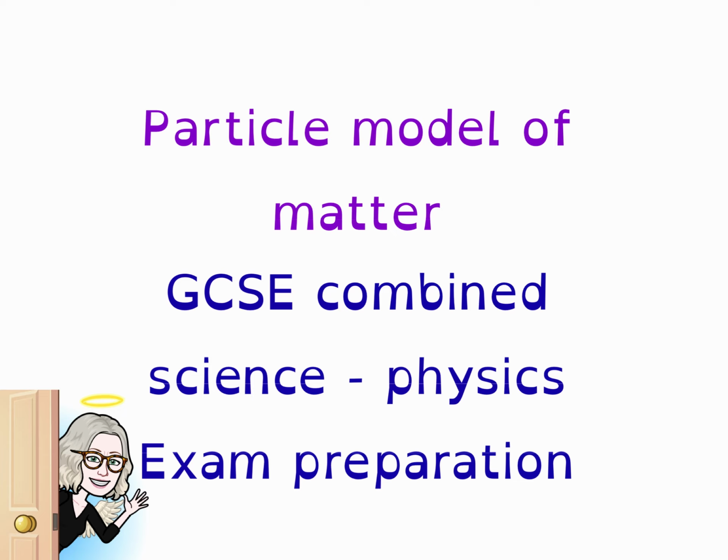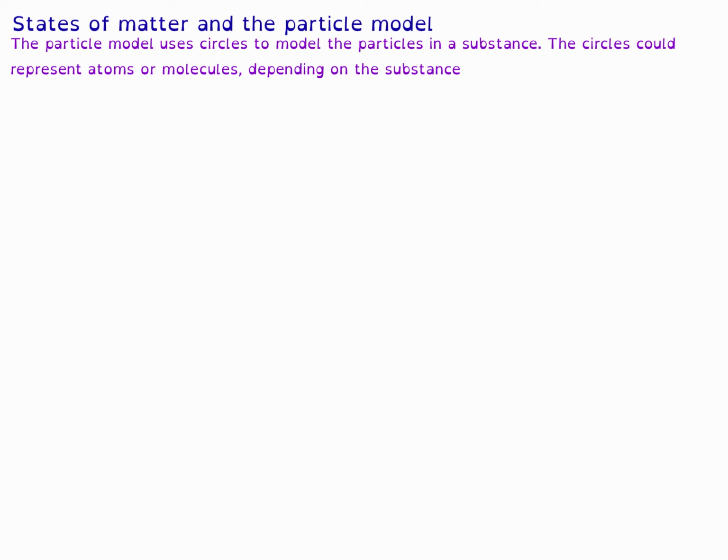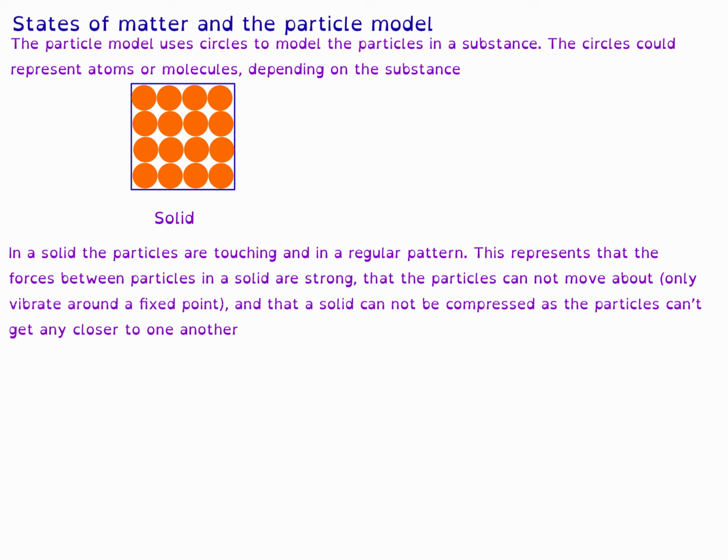Hello, and welcome to this GCSE exam preparation video on the particle model of matter. The particle model uses circles to model the particles in a substance. The circles could represent atoms or molecules depending on the substance. In a solid, the particles are touching and in a regular pattern.